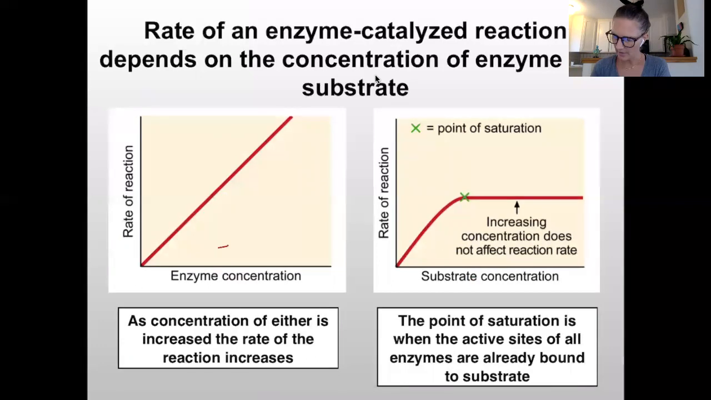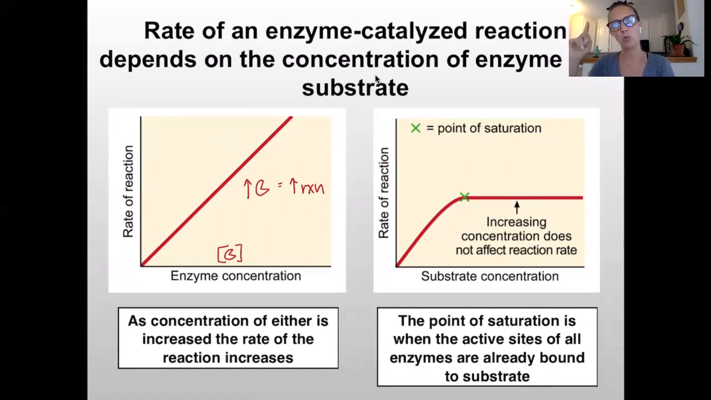Here we have the concentration of enzyme on the x-axis and the rate of reaction on the y-axis. As you increase the enzyme, you will increase the rate of the reaction, meaning you can have more substrates reacting to give you more product. This second graph, students always have a hard time with this.